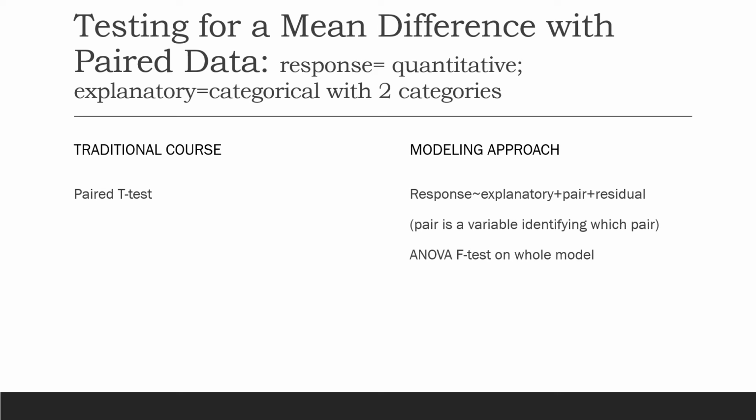Now, in a traditional course, we'd use a paired t-test to test to see if the mean difference differs from 0. Using the modeling approach, we can use a model that fits the response variable as a linear function of the explanatory variable plus the variable that indicates which pair the observation is part of. And when we do an ANOVA F-test on the whole model, that will be equivalent to doing this paired t-test.